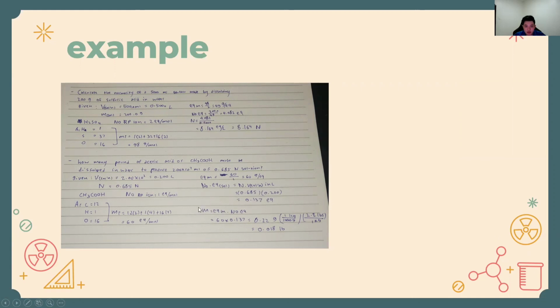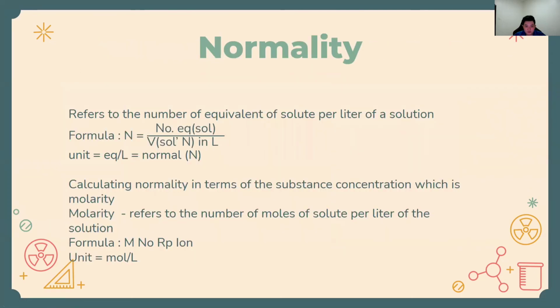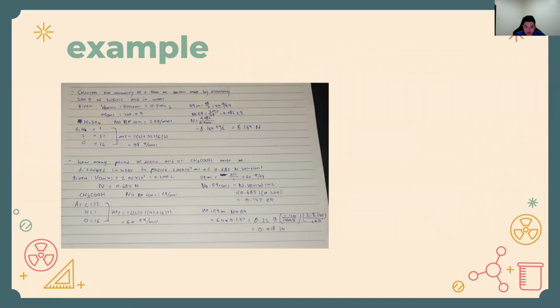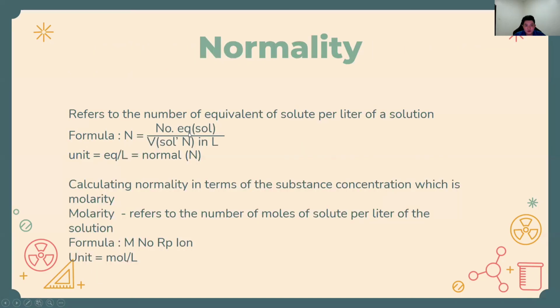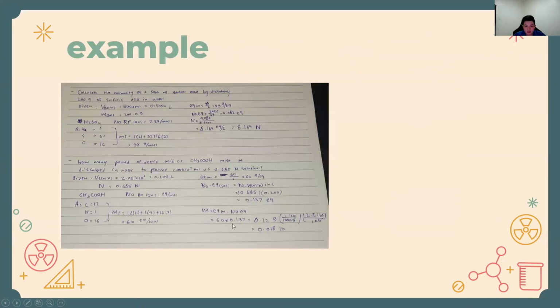And then we're going to search for the mass. M is EQM times number of equivalent. So M equals EQM times number of equivalent, 60 times 0.137 equals 8.22 gram.